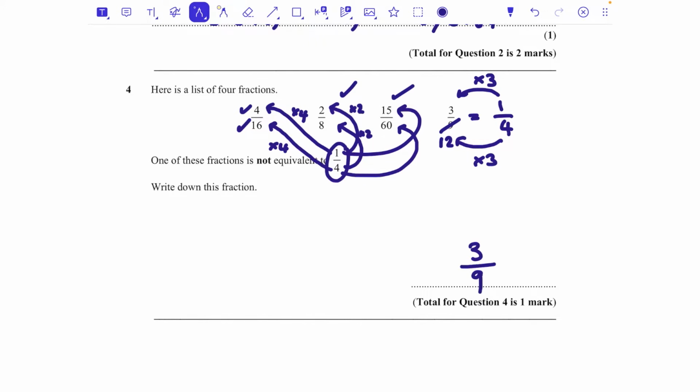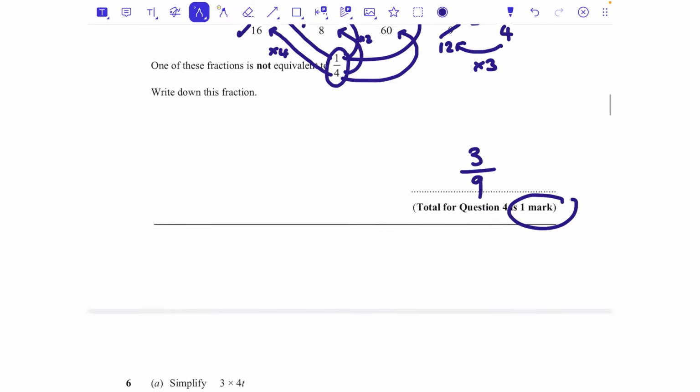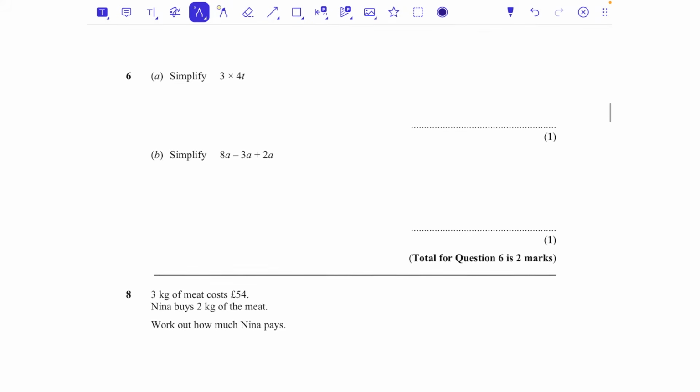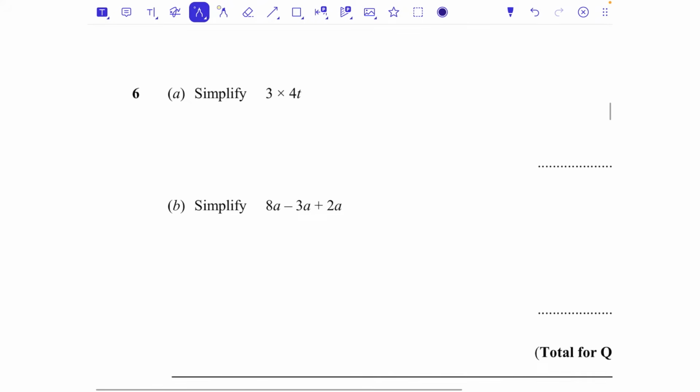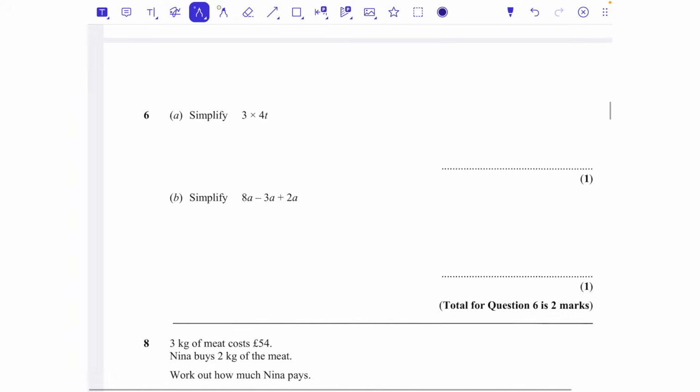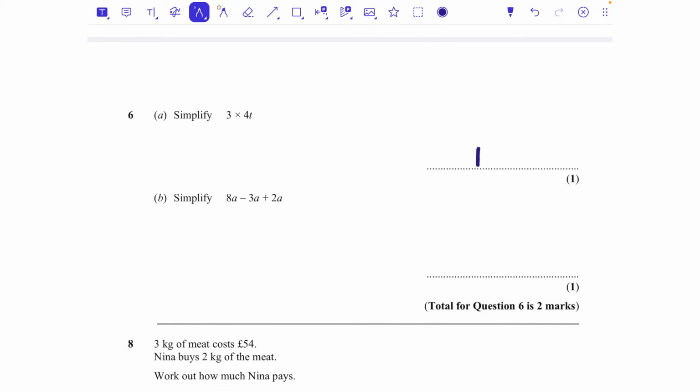Now that was only 1 mark, so you didn't actually have to show any working for that one. As long as you had 3 over 9 on the answer line and you knew that one was not the same, that got you the mark. Question 6, and we've got some algebra. Simplify 3 times 4t. 3 lots of 4t. So we can do the 3 multiplied by the 4, and our answer for that one is 12 lots of t. If I have 4 lots of t and I multiply that by 3, I then end up with 12 lots of t.